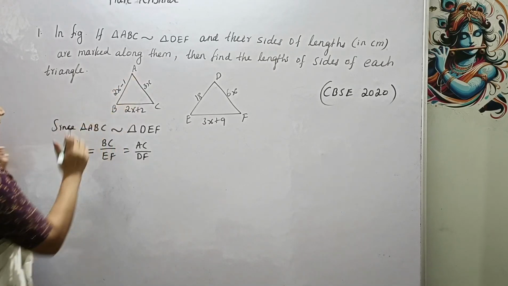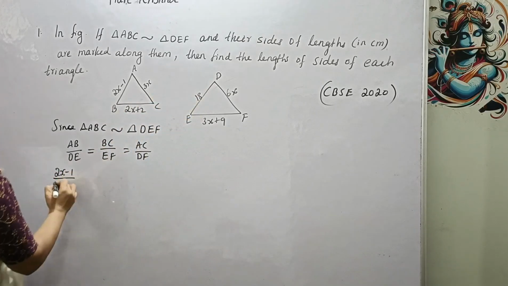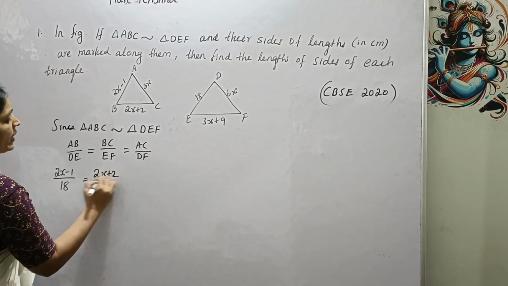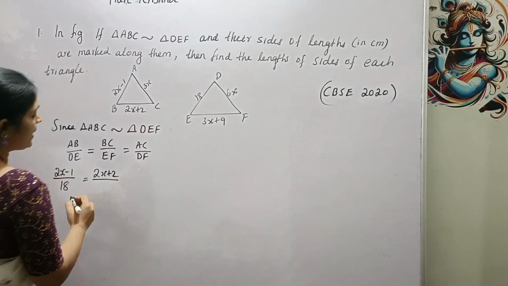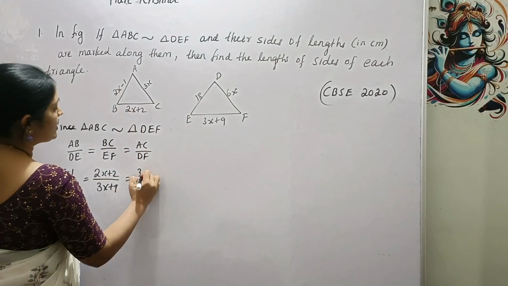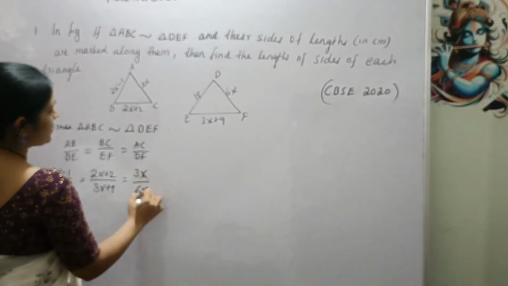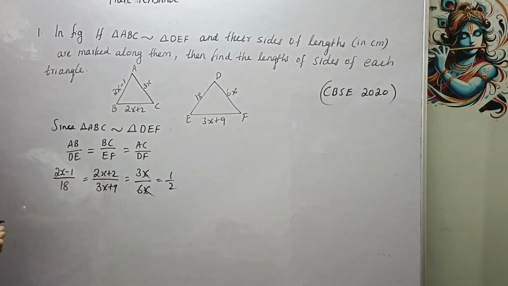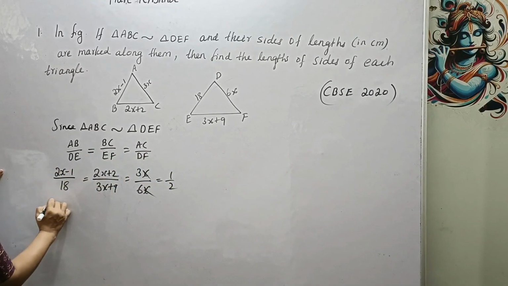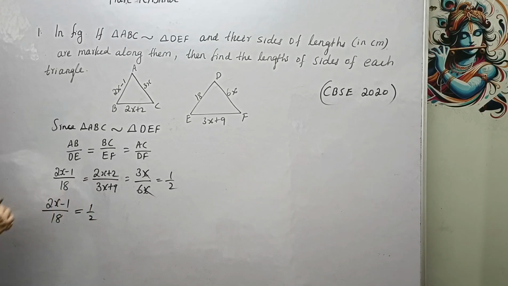Here, what is AB? AB is 2x minus 1, divided by DE, which is 18, is equal to BC, 2x plus 2, divided by EF, 3x plus 9, is equal to AC, which is 3x, divided by DF, which is 6x. Cancel 1 by 2. Okay, so let's consider these two terms. 2x minus 1 divided by 18 is equal to 1 by 2.